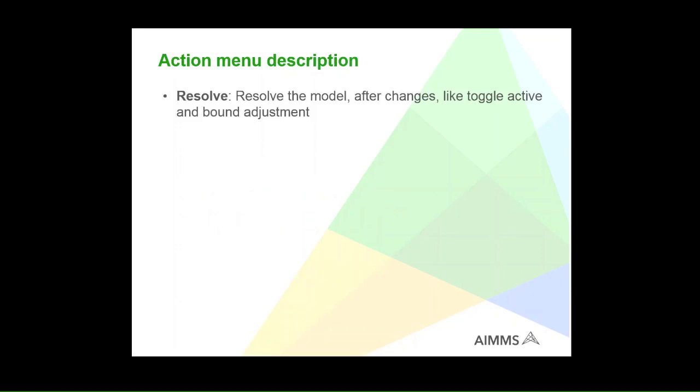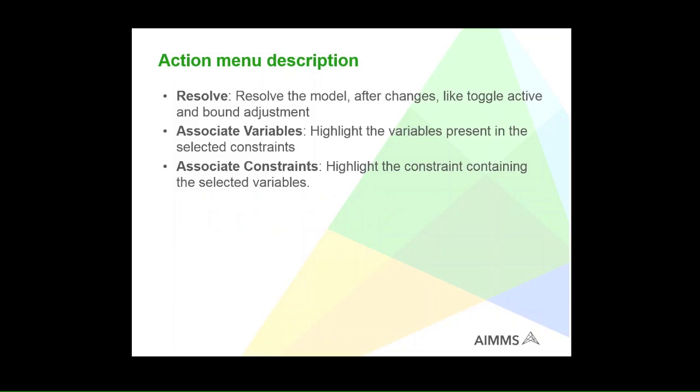So the resolve, we already saw that. You can resolve a model after changes like a toggle active or when we make a bound adjustment, or when we change a coefficient. By resolving, you can actually solve the model again. We also saw the associated variables and constraints. Associated variables highlight the variables present in the selected constraint, and the same thing for associated constraints: they highlight a constraint containing the selected variable.